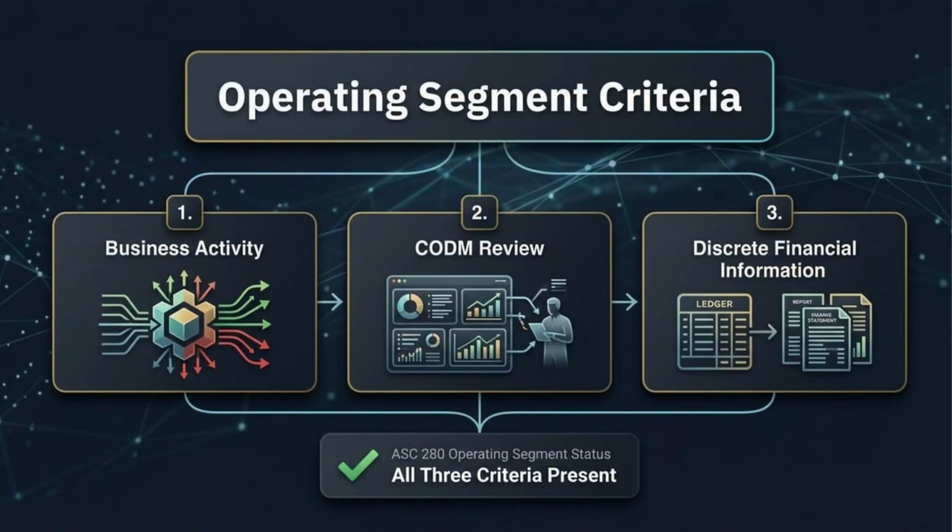An operating segment must meet three conditions. First, it engages in business activities from which it may earn revenues and incur expenses, including transactions with other parts of the same entity. Second, its operating results are regularly reviewed by the CODM to allocate resources and assess performance. Third, discrete financial information is available. All three conditions must be present. A department may be important, but importance alone does not make it an operating segment.